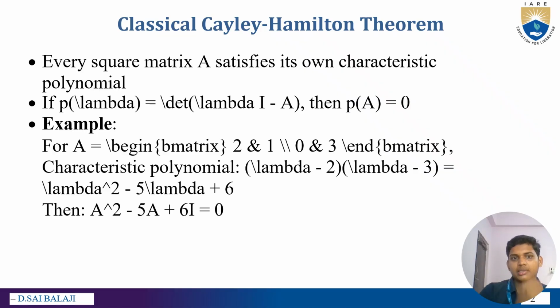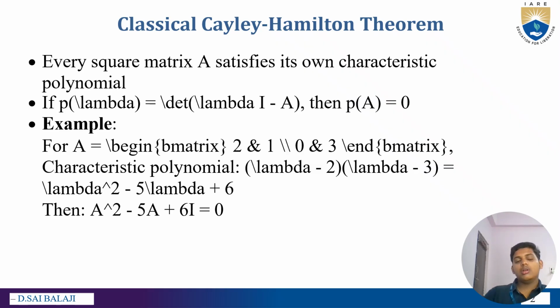The classical Cayley-Hamilton theorem tells us every square matrix A satisfies its own characteristic polynomial equation. The characteristic equation is the modulus of A minus lambda I equal to 0. This is the characteristic polynomial equation of the square matrix A, whatever the order may be. And the square matrix A satisfies its own characteristic polynomial. That is, if P of lambda, the modulus of A minus lambda I, is equal to 0, then P of A is equal to 0.